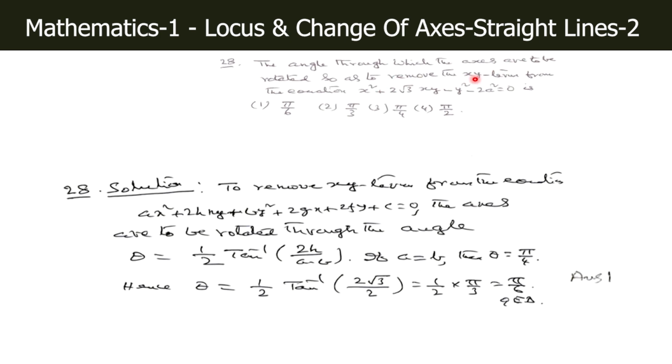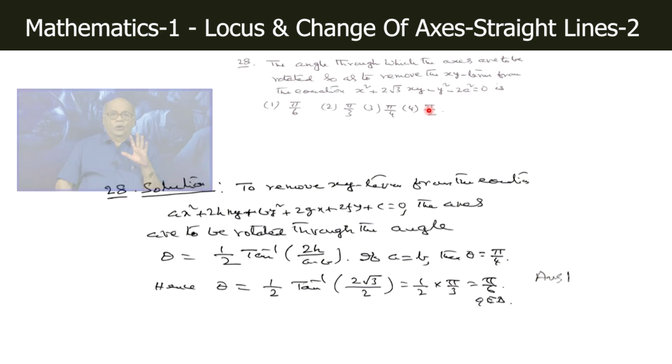The next problem: the angle through which the axes are to be rotated so as to remove the xy term from the equation x square plus root 3 xy minus y square minus 2a square equal to 0 is: option 1, pi by 6; option 2, pi by 3; option 3, pi by 4; and option 4, pi by 2.